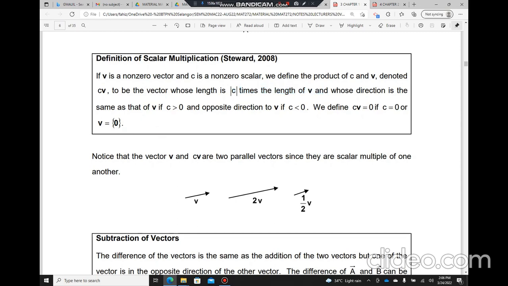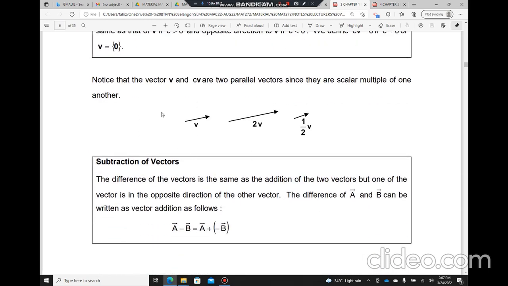So, satu lagi kita ada scalar multiplication. Okay, maksud scalar multiplication ni bila kita ada skala C, kita darab dengan vektor which is V. So, C darab V dia adalah bentuk scalar multiplication. So, C darab V ni dia akan sama dengan kosong kalau either one, C or V is 0. Okay, notice that the vector V and CV are two parallel vectors since they are scalar multiple of one another.